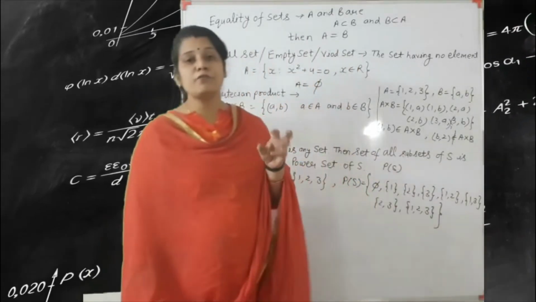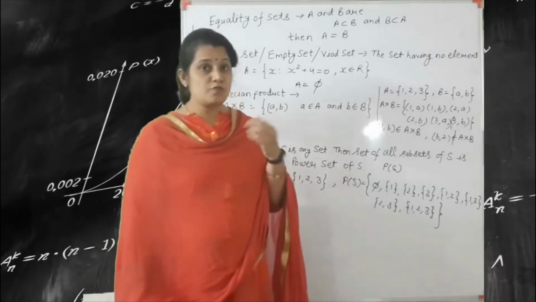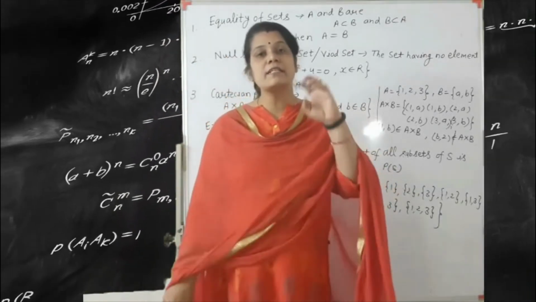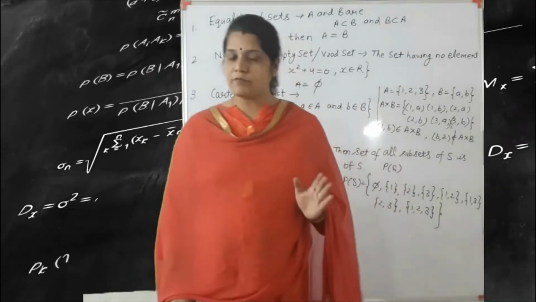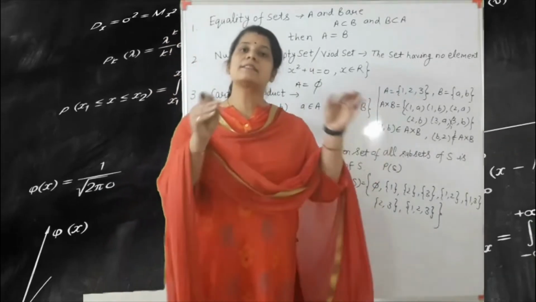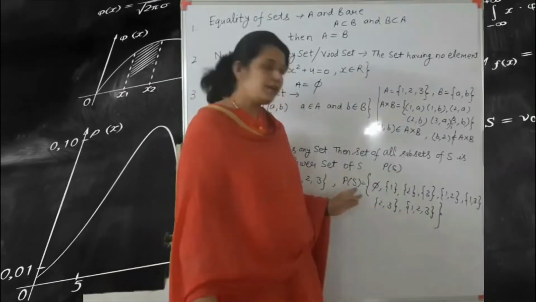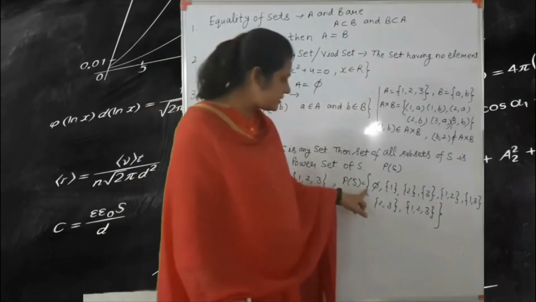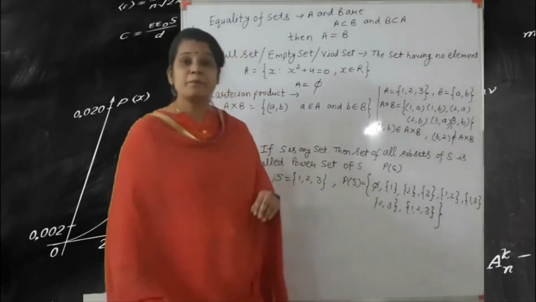Total number of elements is equal to what? That means you can select the subsets. First we find all the subsets of the set S, and after that we write all the subsets again in set form. So this is the power set.